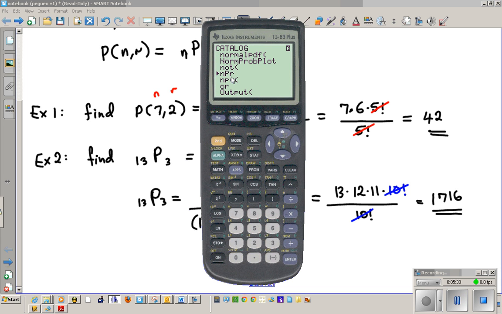This means n permutation r. N is 13. We already have 13 there. Just put a 3 here. Enter: 1716. Alright? So there goes your answer. If I wanted to do the other one, 7, catalog, press N, and then go down, look for nPr. Go up. Bam, 2. Enter, your answer is 42. So you can do all this arithmetic with your calculators too.